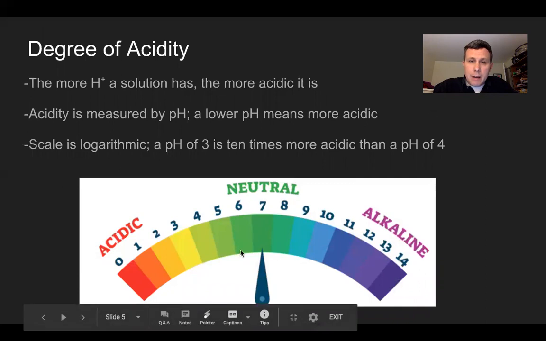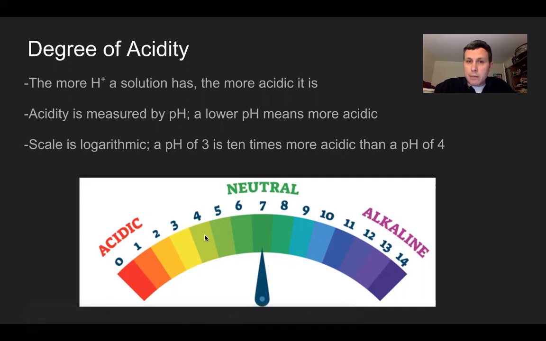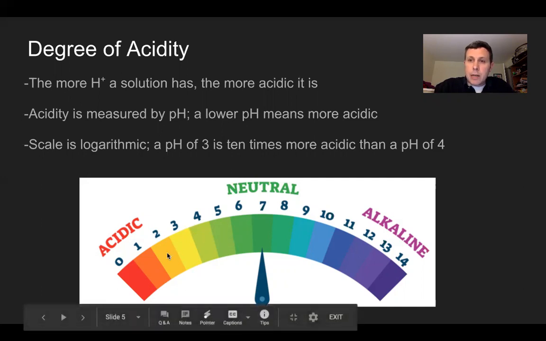Same idea here. If I have a pH of 4 versus 3, 3 is 10 times more acidic than 4, and 2 is 10 times more acidic than 3, which means 2 is 100 times more acidic than 4. So every single unit increases the acidity by a factor of 10. Anywhere between 0 and 7 is acidic, and it can even go below 0 for really acidic things. Above 7 is going to be basic, or alkaline is another term.